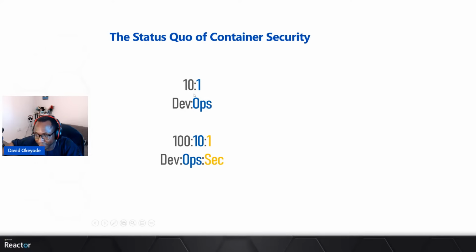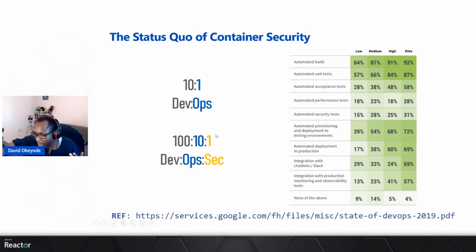A typical organization has, for every 100 developers, 10 operations people and 1 security person. And that leads to a status quo, like from what Google has in their State of DevOps report in 2019, where they highlighted how organizations are doing their DevOps processes. You see that a lot of organizations have gotten really good at automating their build. They have gotten really good at automating their tests, like their unit tests, functional tests and user acceptance tests. They're really good at automating their performance tests.